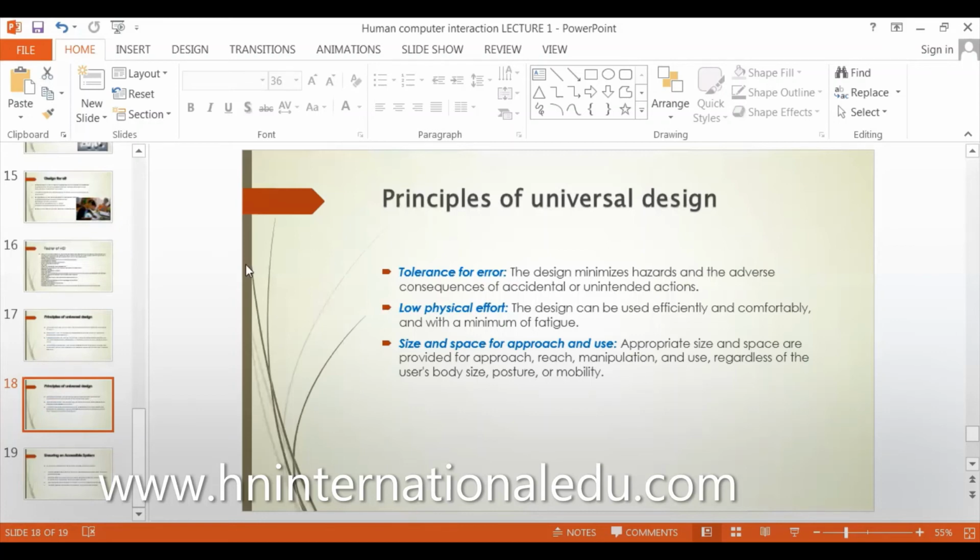Size and space for approach and use. Yes, this is very important. Your computer must be size friendly, space friendly, and user friendly. For example, tell me why tablets are not as popular as mobile phones or MacBooks. Maybe because of the size. Yes, their size is a major reason. You cannot easily handle them everywhere.